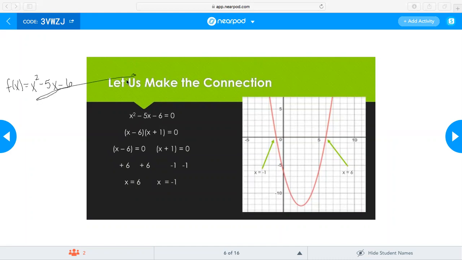And we broke it down into its two factors. So this is where I need you to make the connection. The two factors were x minus 6 and x plus 1, right? Okay, x plus 1.